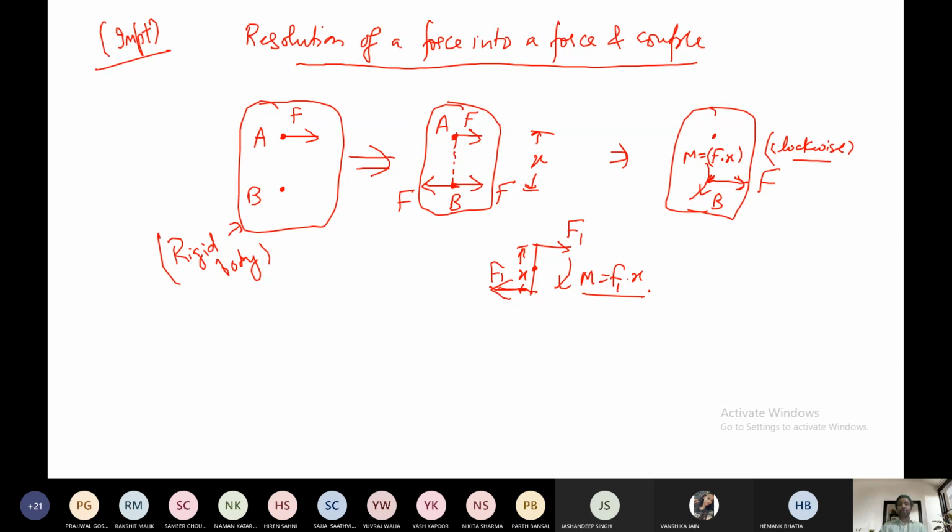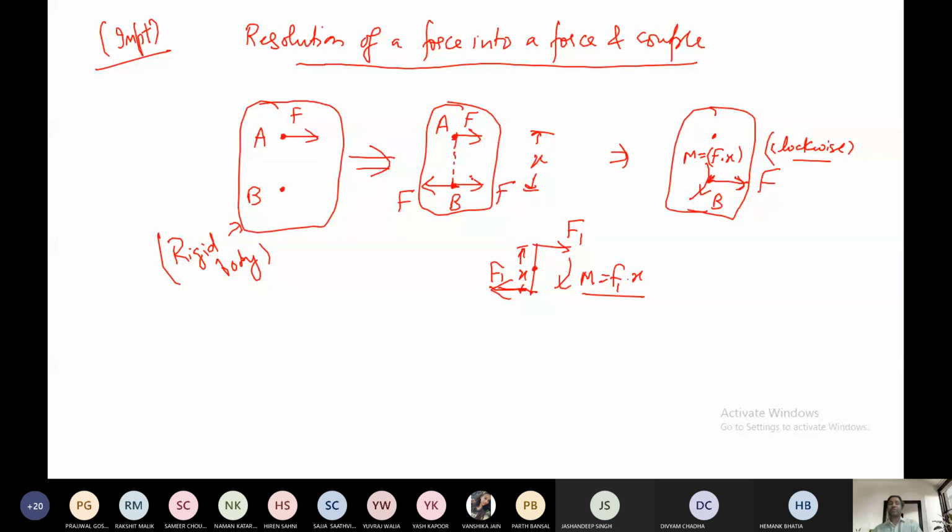So what is the third diagram? The third diagram is what I have done, I am just explaining it once again. This force and this force form a couple, because you can see here, a couple, what is a couple? Two equal and opposite parallel forces. These are equal and opposite parallel forces. So this force and this force form a couple, whose moment will be the magnitude of the force into the perpendicular distance. So I have converted this couple into its moment, F into X.